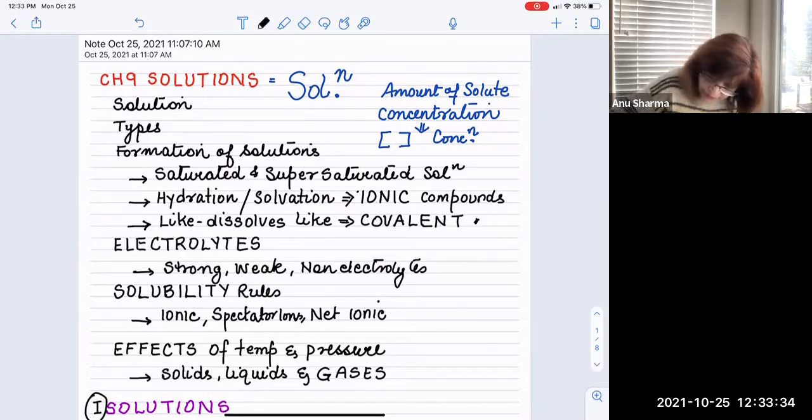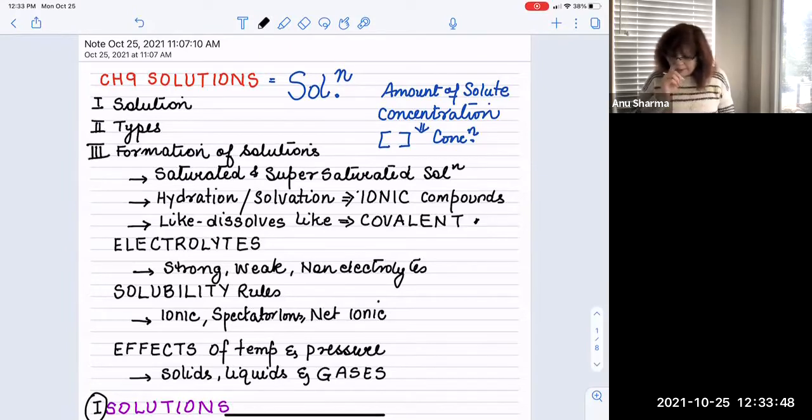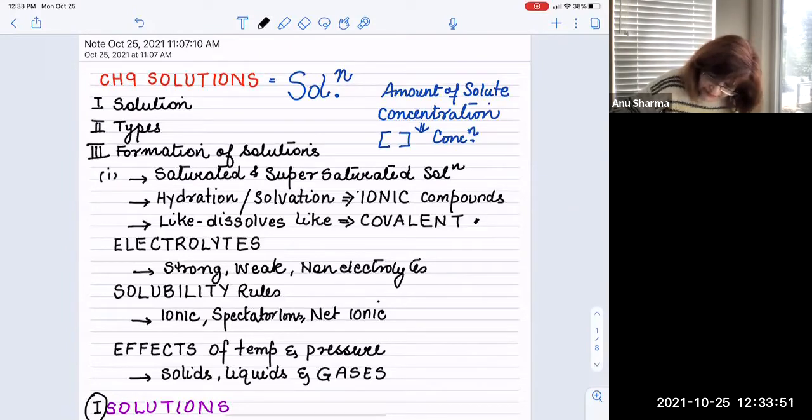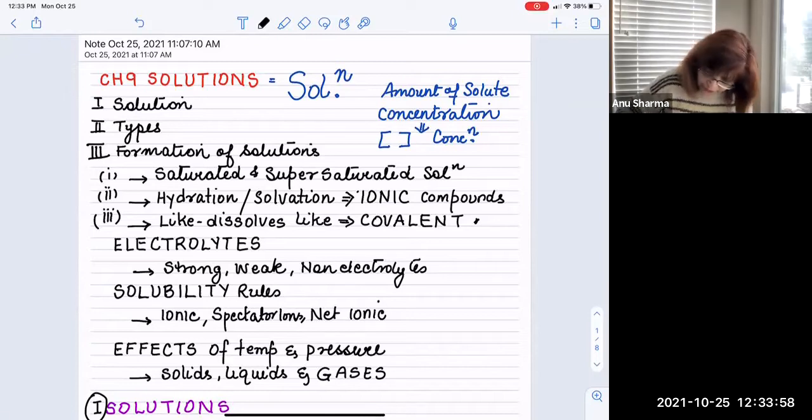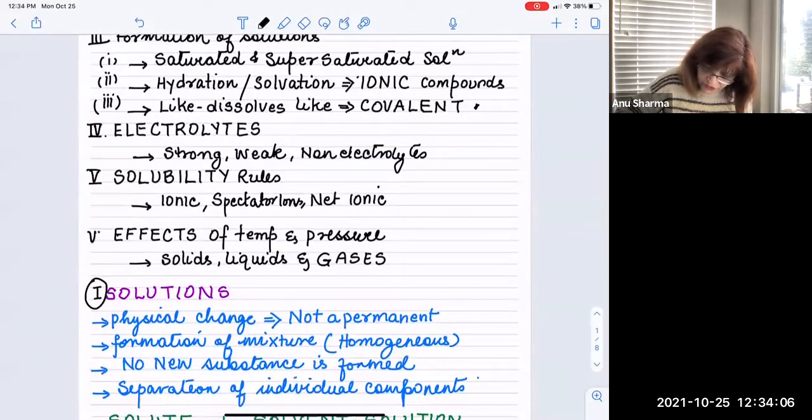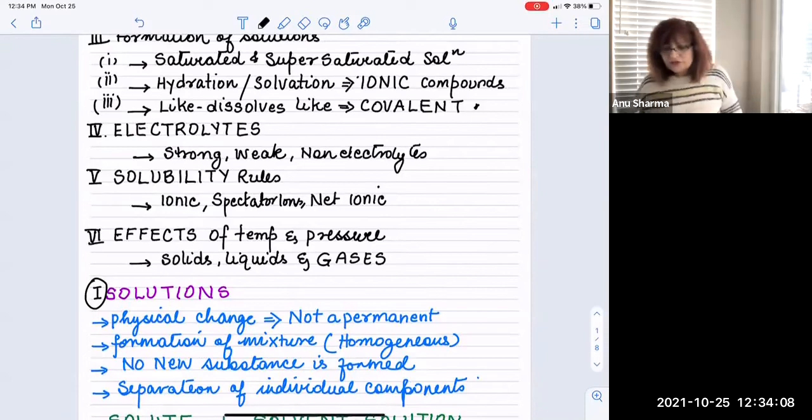So this is 1, this is 2, this is 3. We covered 3, and in that we covered the first part, the second part, and the third part, which was like dissolves like. Now we are going to look at the electrolytes. After the electrolytes, we're going to look at the solubility rules. After that, we're going to look at the effects of temperature on the solutions.